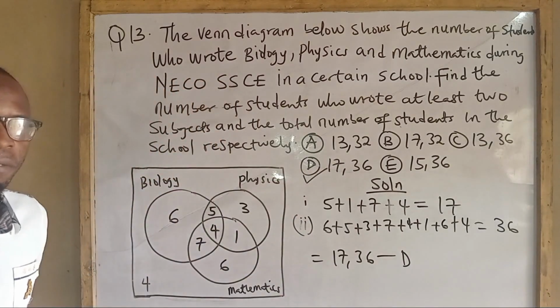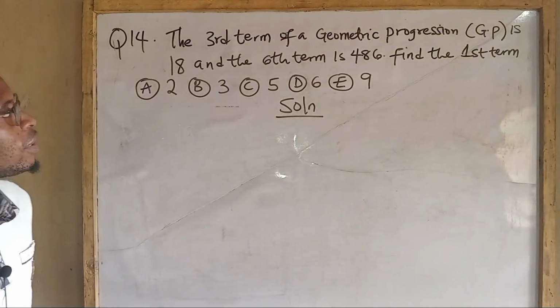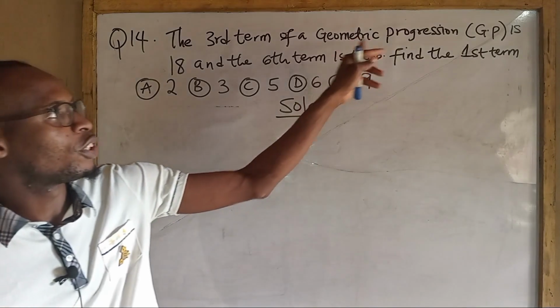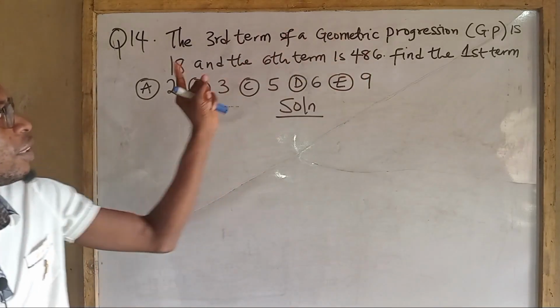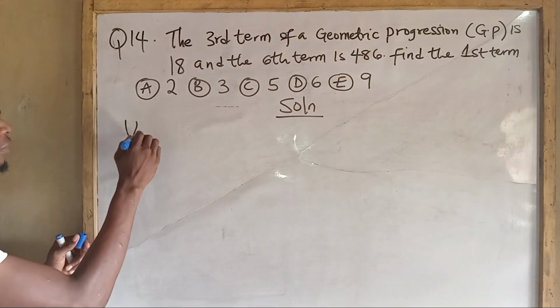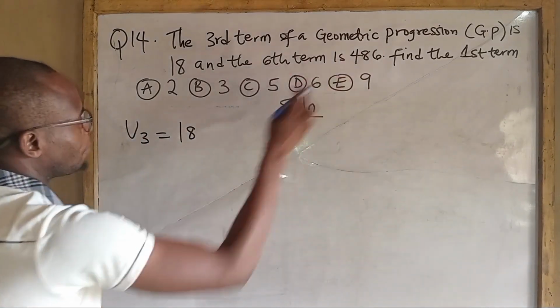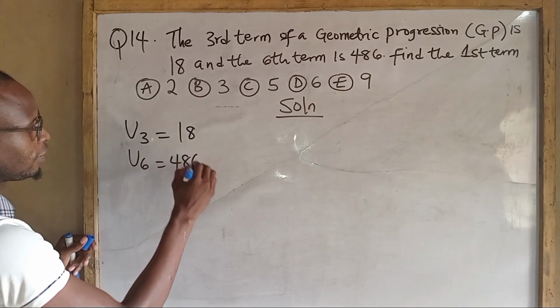I believe that is clear. So let's go to the next question. It says the third term of a geometric progression is 18. Another name for geometric progression here is simply exponential sequence. So we're told that the third term is 18. That means U3 is equal to 18. And the sixth term, which is U6 now, is equal to 486.